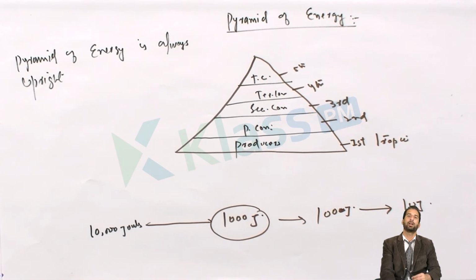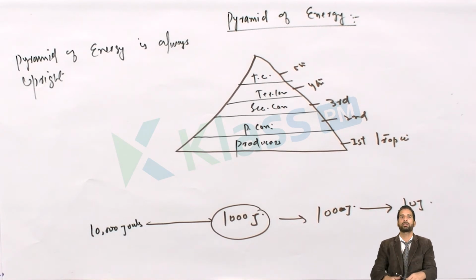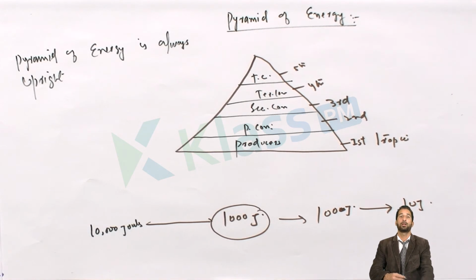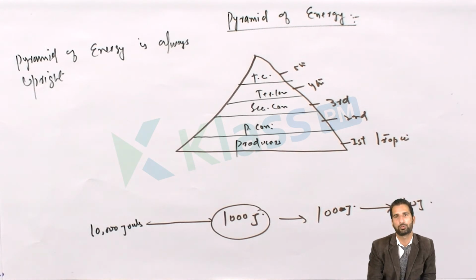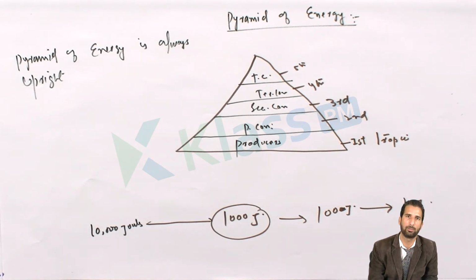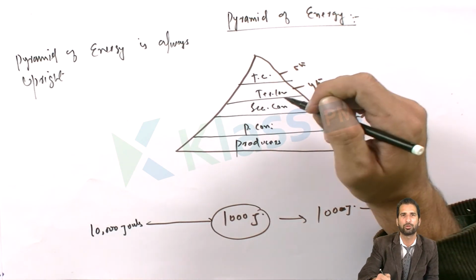Next in the line, which I have explained in the previous videos as well as in this video, is the interaction between different living organisms as far as nutrition is concerned. I have shown in the diagram that the autotrophs are eaten by primary consumers, and those primary consumers are finally eaten by secondary consumers, and secondary consumers are finally eaten by the tertiary consumers, and tertiary consumers are finally eaten by top consumers.